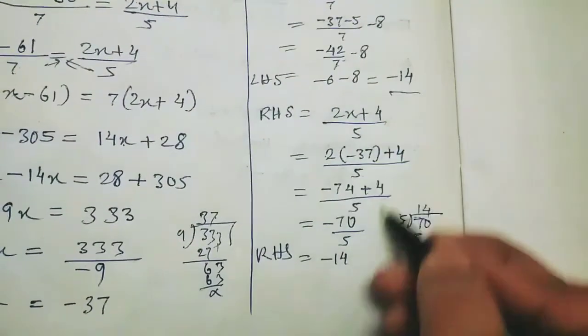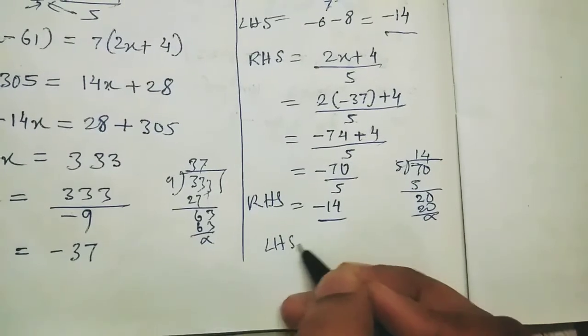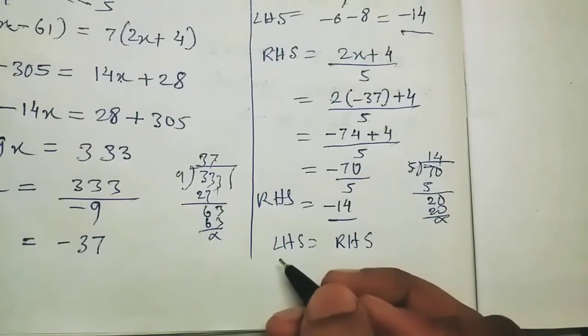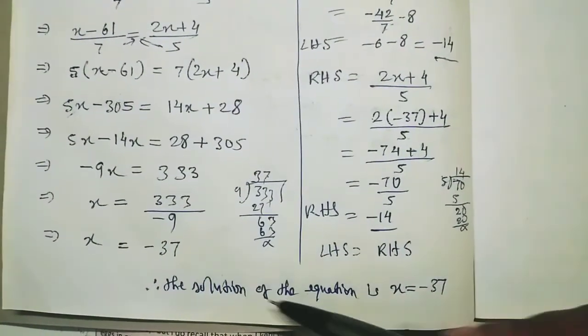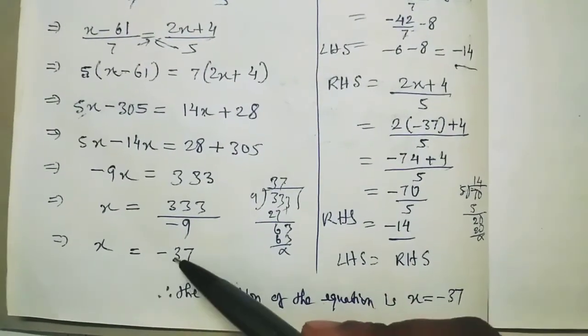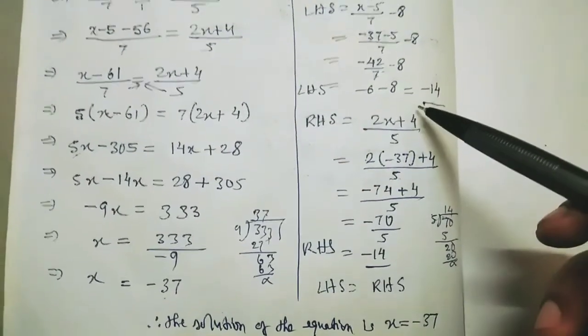So LHS and RHS both are same. That means LHS equals RHS. So this is the solution of the equation. So the solution of the equation is x equal to minus 37. That means x equal to minus 37 is correct because LHS and RHS are equal.